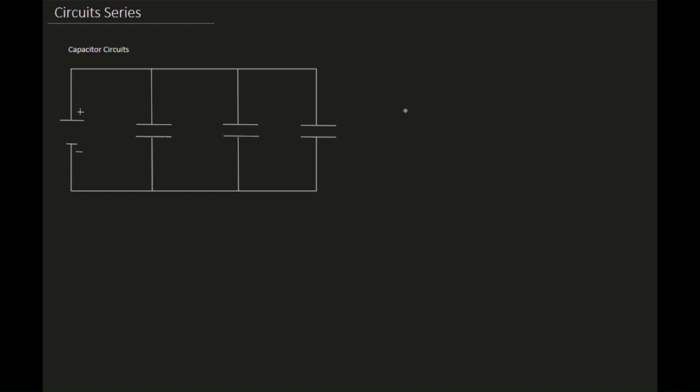The next capacitor circuit we're going to look at is when all the capacitors are in parallel. So when they are in parallel, voltage is still the same. So voltage is constant in parallel circuits. And then it's going to be the opposite for the series one.